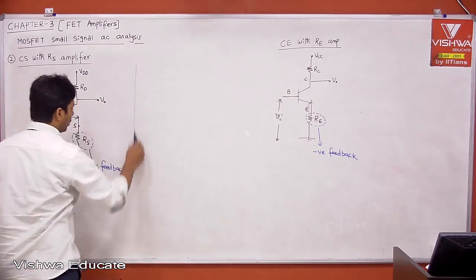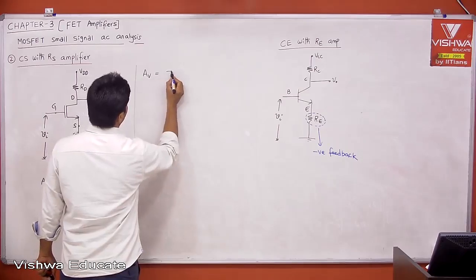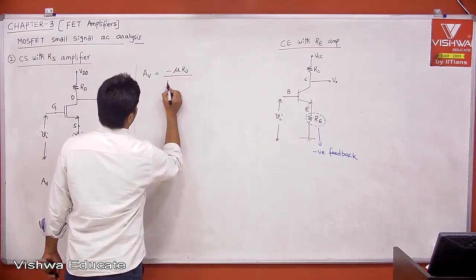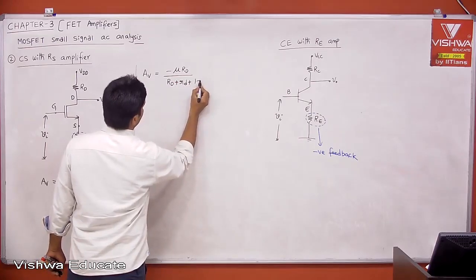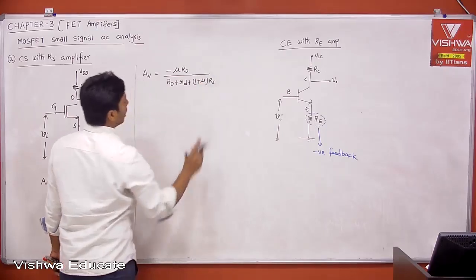Tell me, what is V01 divided by Vi? AV is equal to minus mu into RD divided by capital RD plus small rd plus 1 plus mu into RS.